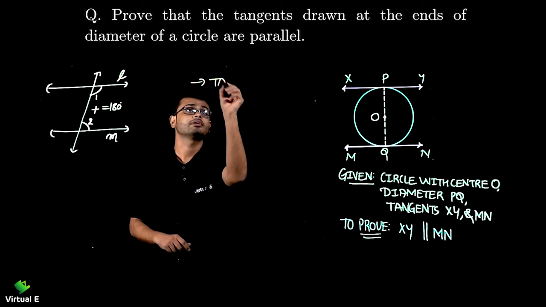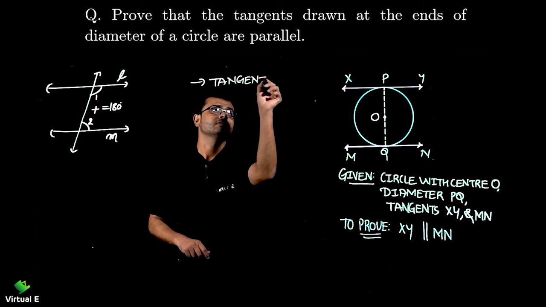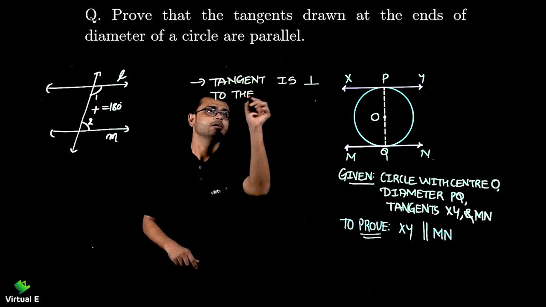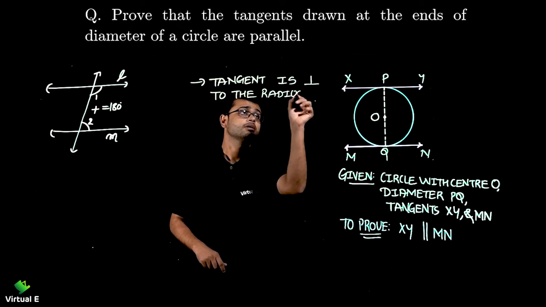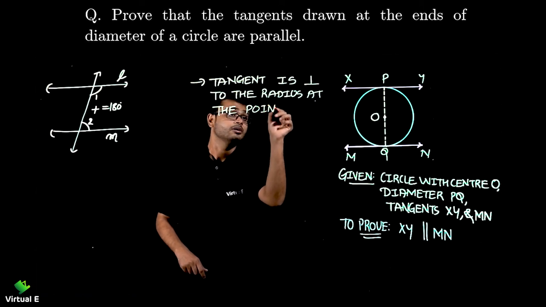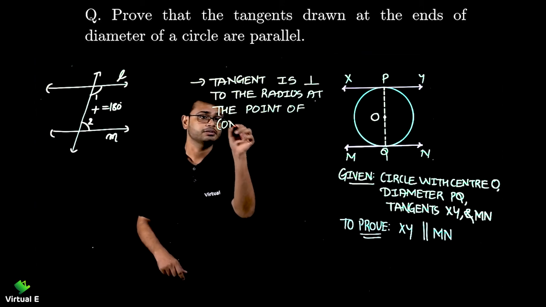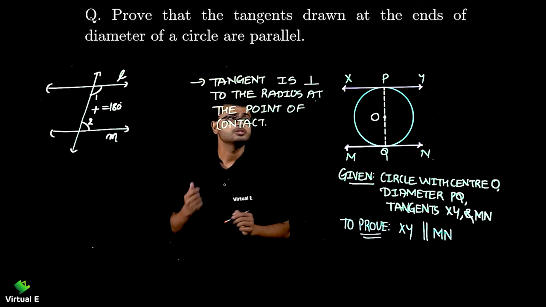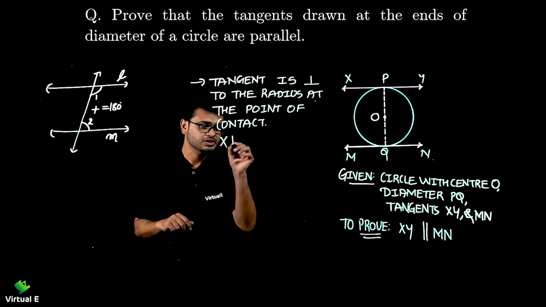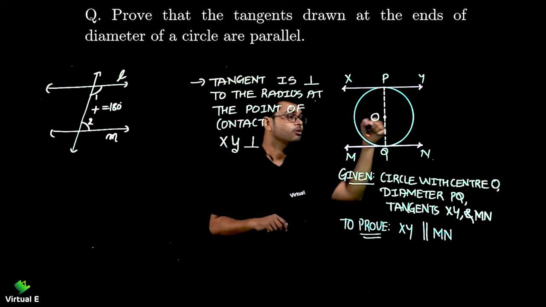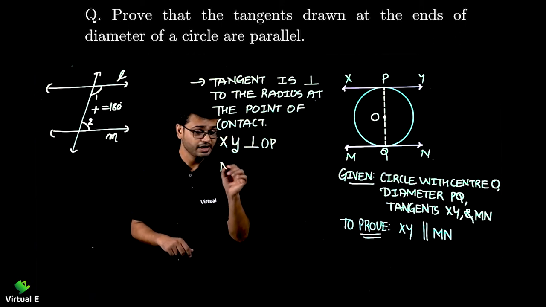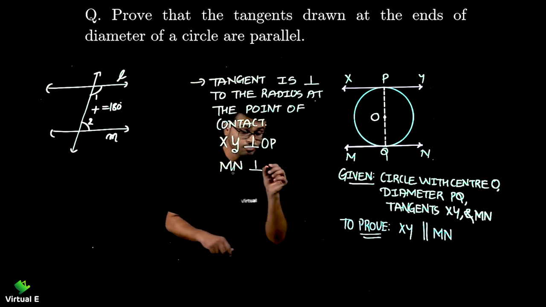Tangent is perpendicular to the radius at the point of contact. Point of contact. Simple. Done. So what can we write? First of all, let's talk about the tangent XY. So can I write XY perpendicular OP? Yes. What about the second tangent MN? So I can write MN perpendicular OQ.